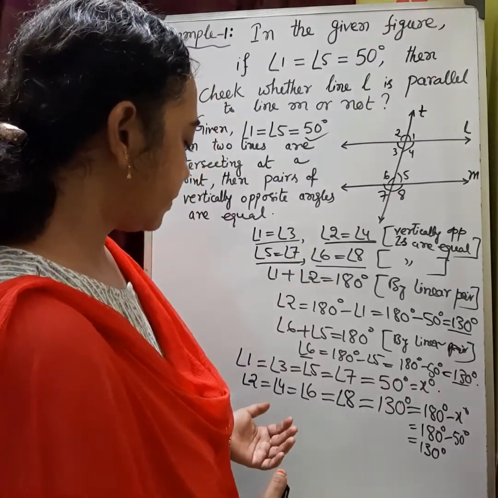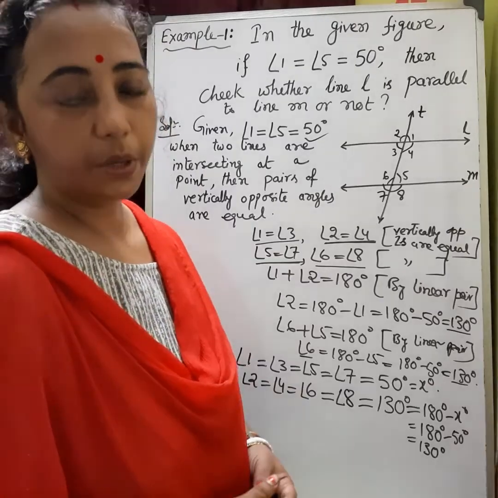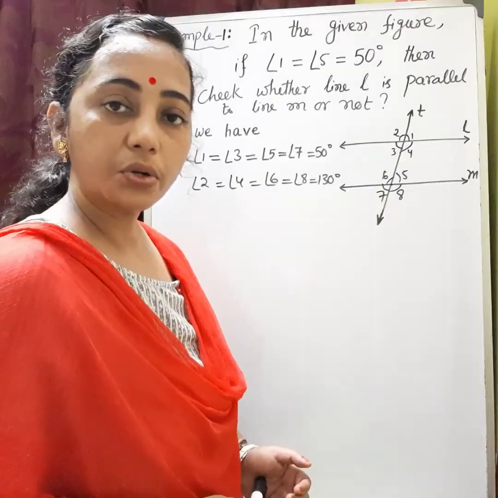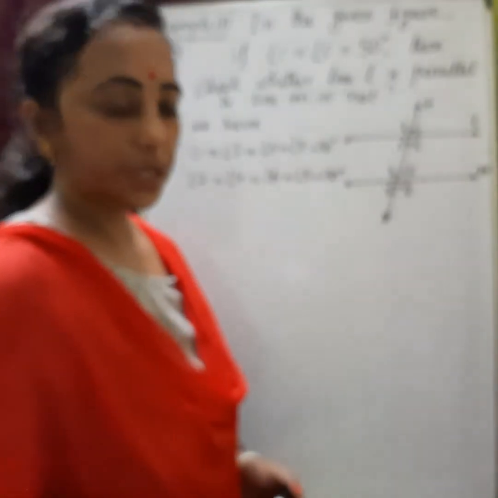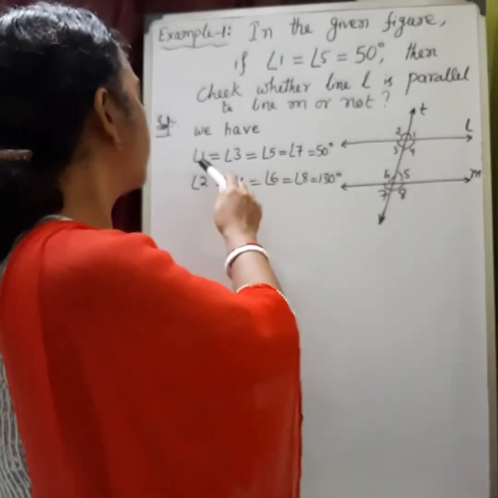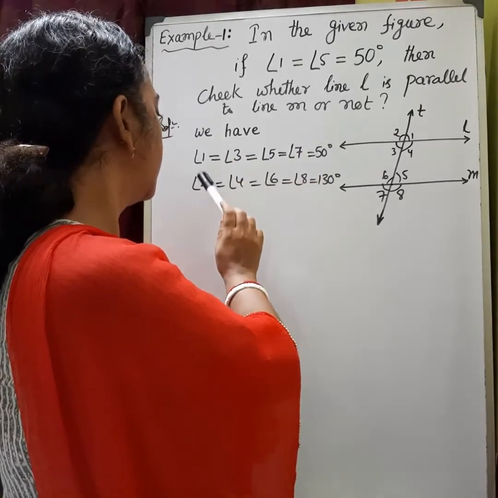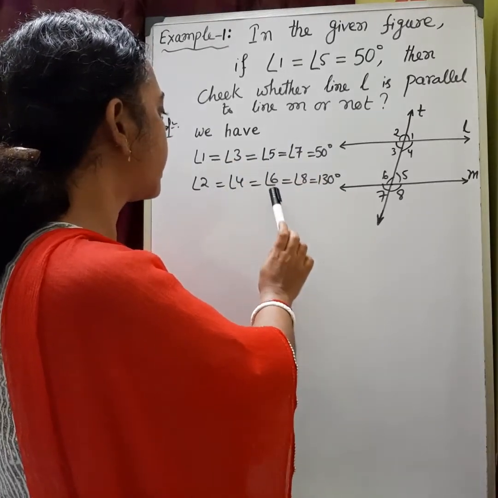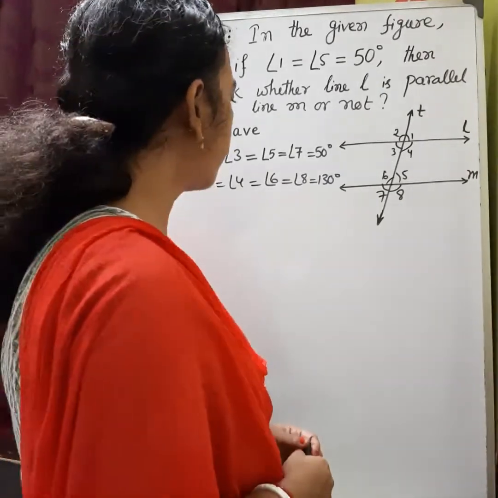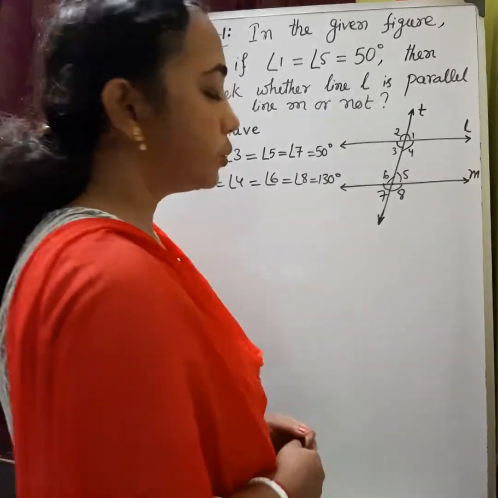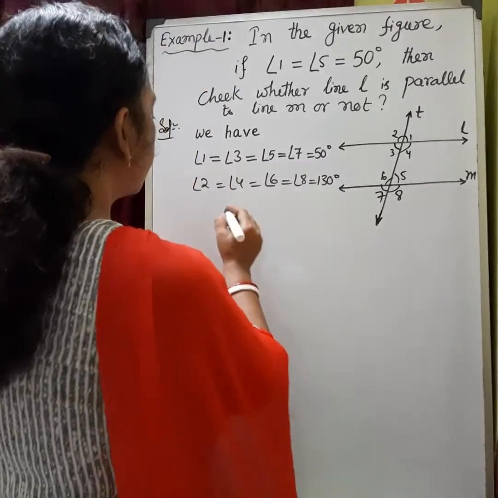So from this we can see that there are two groups of angles whose measures are equal. So now from the given conditions we get two groups of equal angles, that is angle 1 equal to angle 3 equal to angle 5 equal to angle 7 equal to 50 degrees. Angle 2 is equal to angle 4 is equal to angle 6 is equal to angle 8 is equal to 130 degrees.